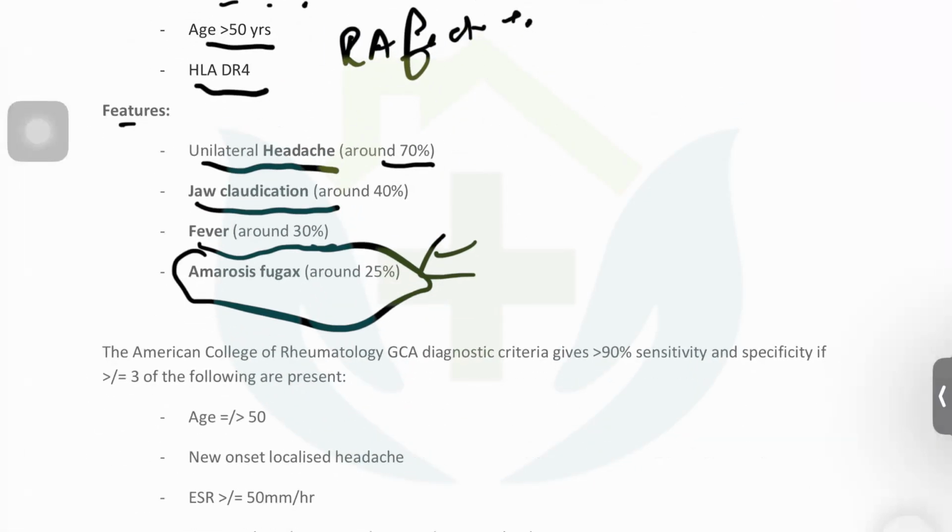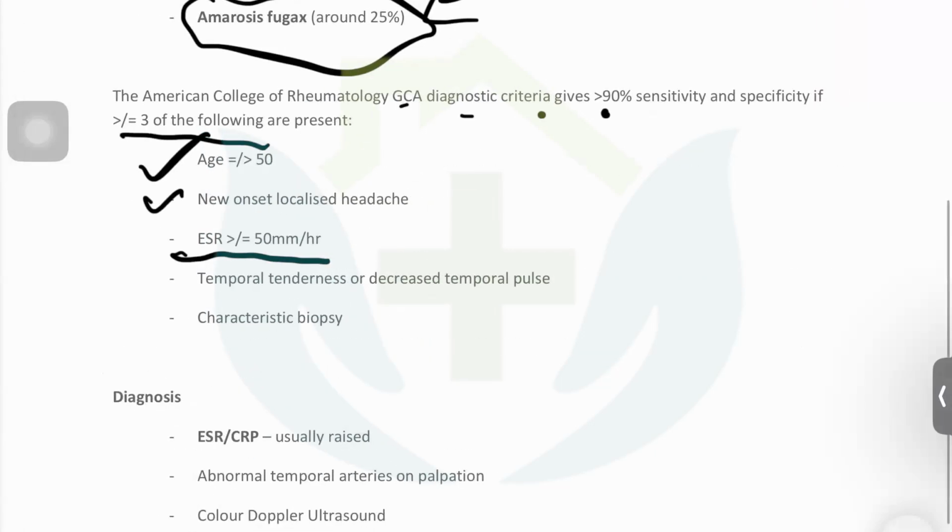So the ACR diagnostic criteria are there, which gives us 90% and more sensitivity and specificity if more than 3 are present. One, age should be more than 50. Second, patient should say, fine, I have a new onset localized headache. It is there in my right side of the head. It is just above my ear, and it is pulsatile headache. The ESR I got done was 50 and above. Temporal tenderness. When you press on the temporal side of the head, it hurts.